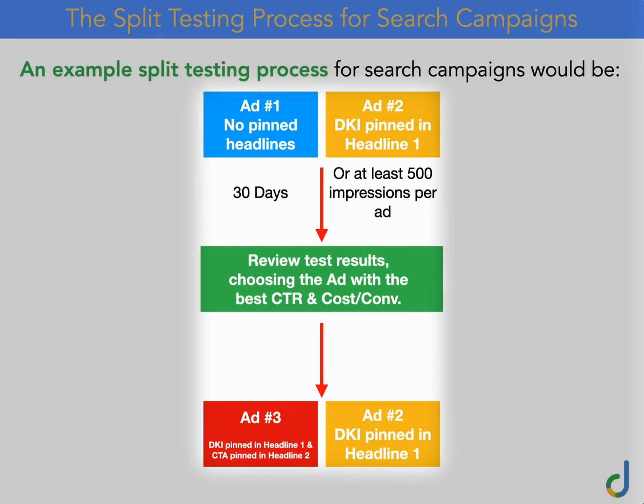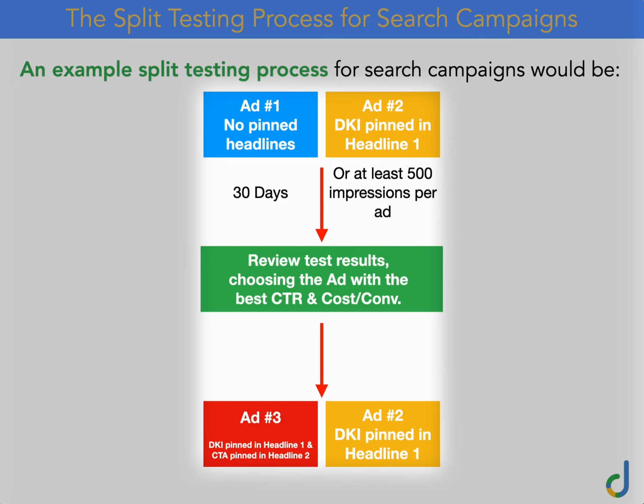But let's just say that ad 1 was the winning test. So it worked out that it performs better with no headlines pinned at all. My ad 3, so my new split test, would be I'd pause ad 2 and then set up a new ad with a call to action pinned into headline 2. So this is where it's really dependent on the results, but that's the process that you want to be going through. And then you're repeating the process every 30 days or 500 impressions.